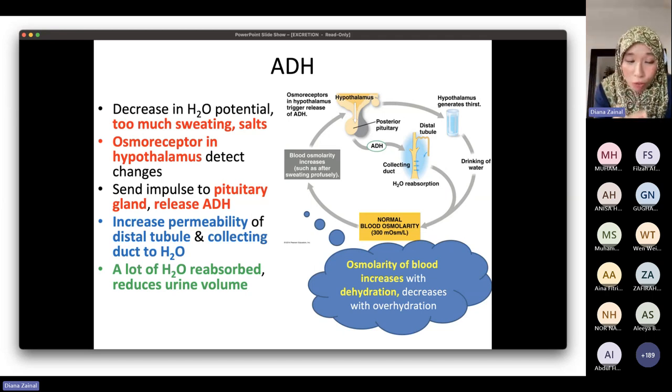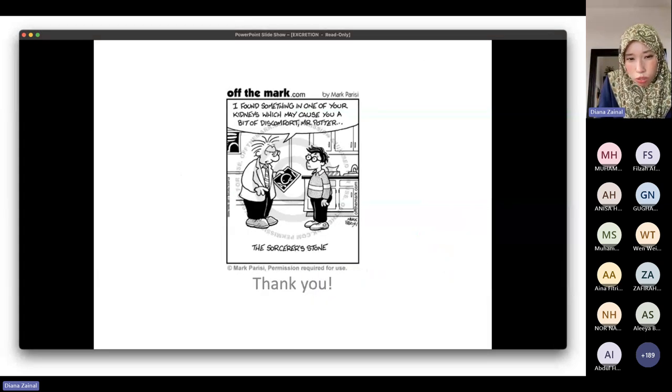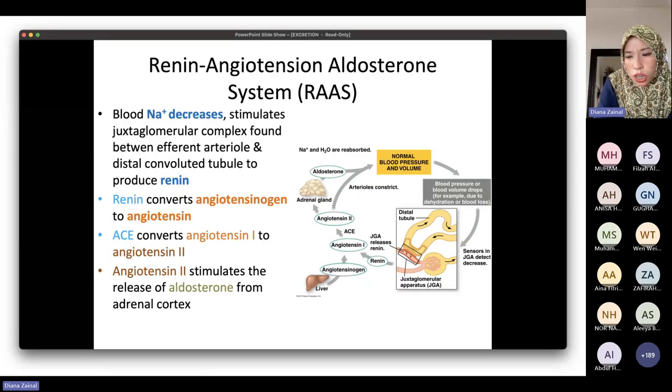You minum air banyak, obviously you're going to go to the toilet a lot, frequently, sebab you producing a lot of water and it's really diluted. Okay, so make sure these are the stuff that you have to focus on. So itulah ADH, increasing the permeability itu penting. Okay, increasing the permeability at the distal tubule and also the collecting duct. Okay, and then this one is also important, but it's not really that hard.